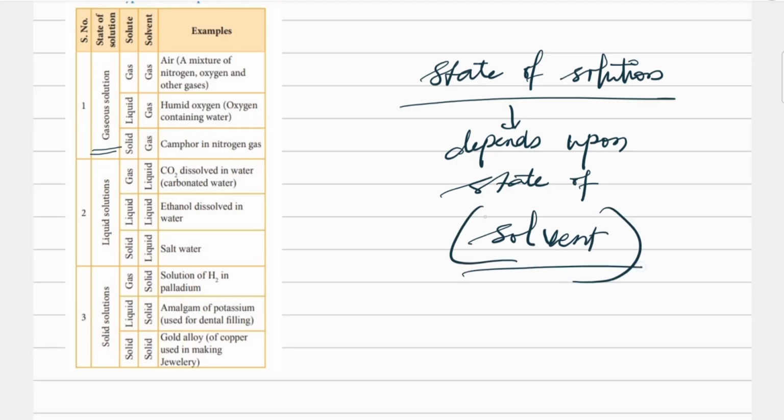Whatever your solute is going to be, it does not matter. The state of solution depends upon the state of solvent. It matches with the state of solvent. Suppose your solvent is gas, your solution is going to be a gas. If your solvent is liquid, the solution is going to be a liquid. If your solvent is solid, then your solution is going to be solid.